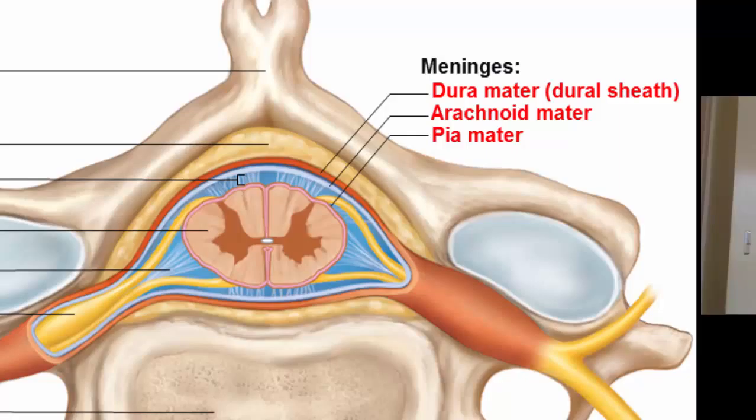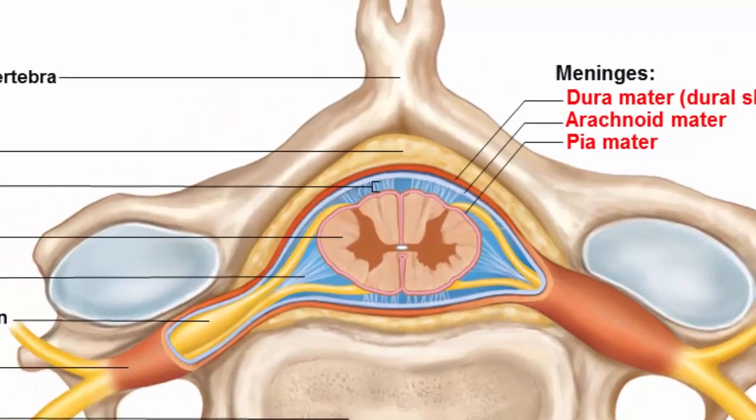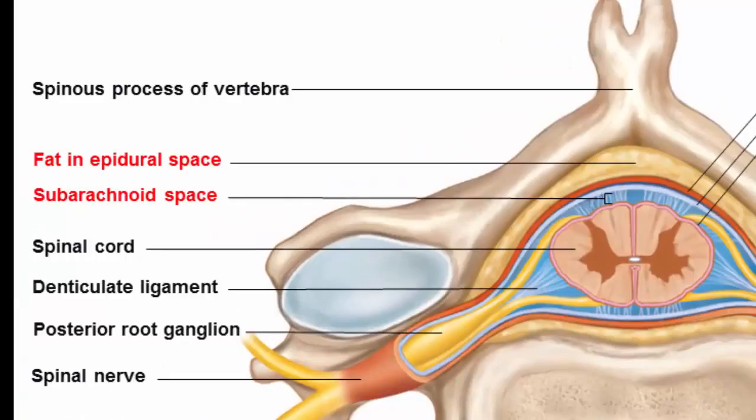Also in this picture, we can see the spaces associated with the meninges. Out here, packed full of fat, is something called the epidural space. And the epidural space is of clinical significance because it is a site that's used for anesthetic injection. We can also see another space associated with meninges here. In blue, we see the subarachnoid space. And the subarachnoid space contains cerebrospinal fluid.